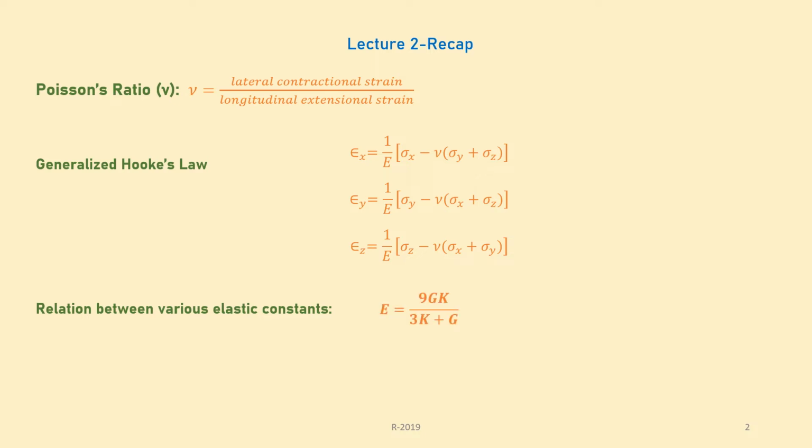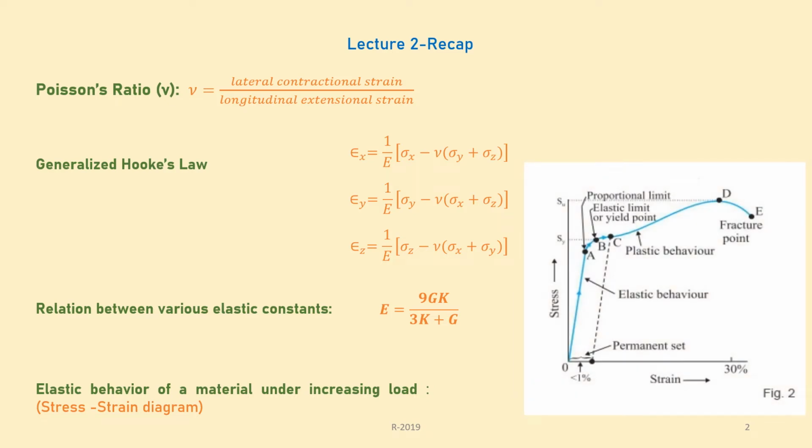We derived the relation between various moduli of elasticity as E is equal to 9gk by 3k plus g, where E is Young's modulus, g is rigidity modulus, k is bulk modulus. And then we concluded our lecture 2 with the elastic behavior of a material under increasing load. In the sense, we learned this stress strain diagram where we observed the various points like the proportionality limit, elastic limit, etc. that a wire passes through before it approaches the fracture point.